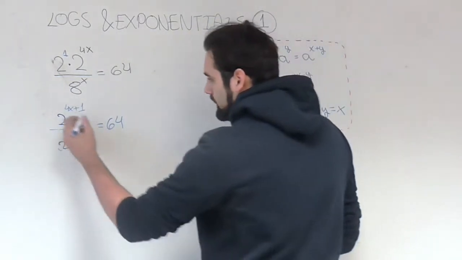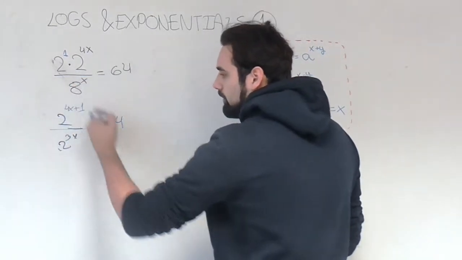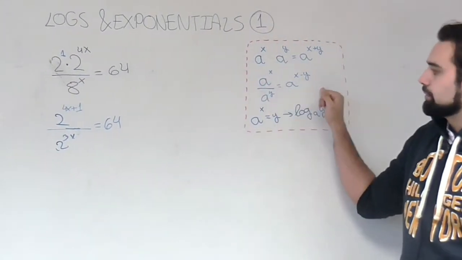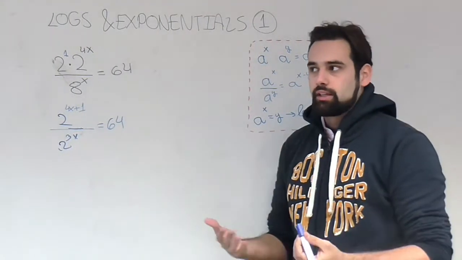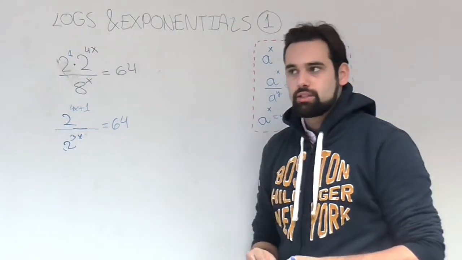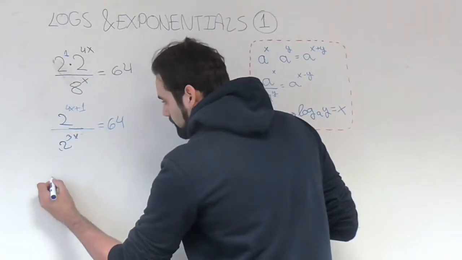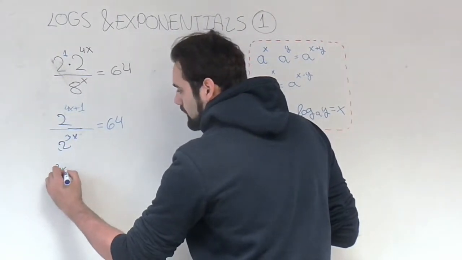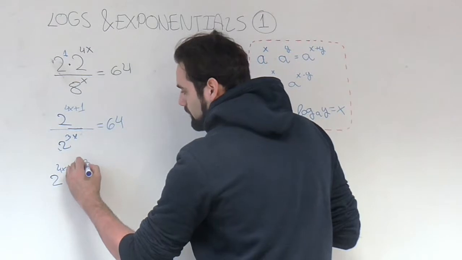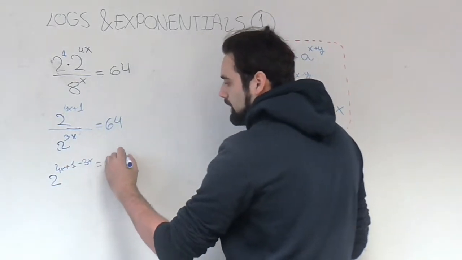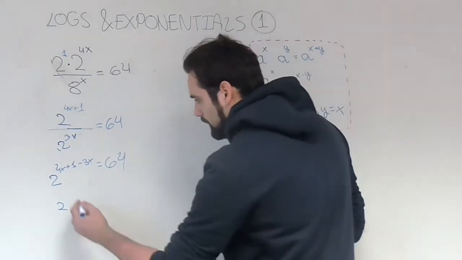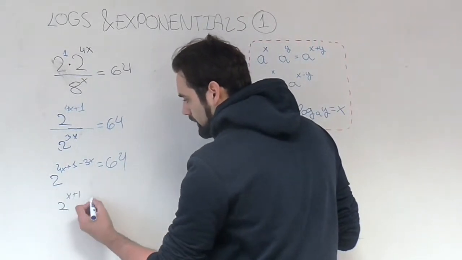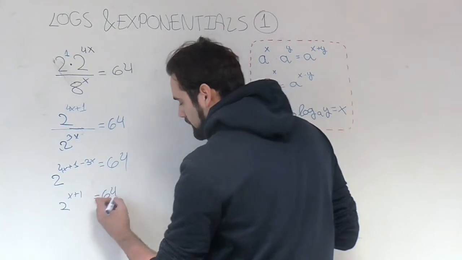Now what I can do is simplify all of this by using this property over here. If I divide exponents that have the same base, it's just the base with the exponents subtracting each other. So it's 2 to the power of 4x plus 1 minus 3x equals 64, which simplifies to 2 to the power of x plus 1 equals 64.